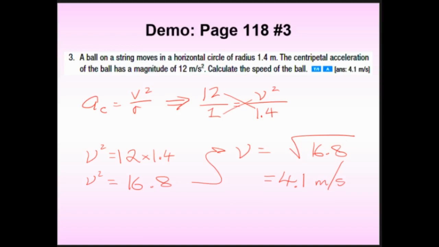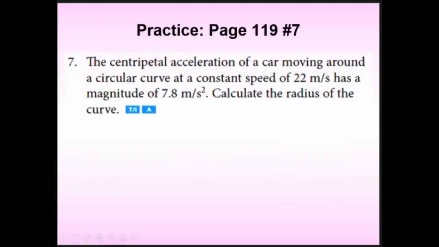So far, so good. All right, next one. Is it more or less the one we just did? Yes, but this time you're asked for what? How big is the circle? How big is the radius of the circle? Okay, so AC again, V squared over R. So this time, I still have my AC. No, it's not 22, sorry. It's 7.8.